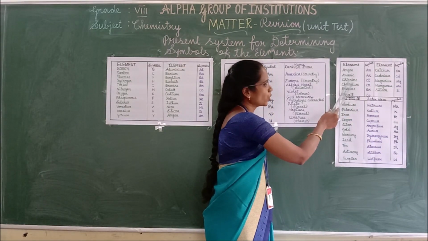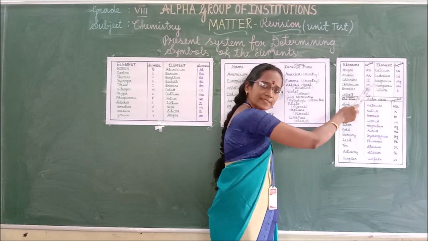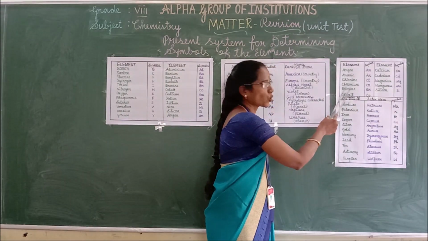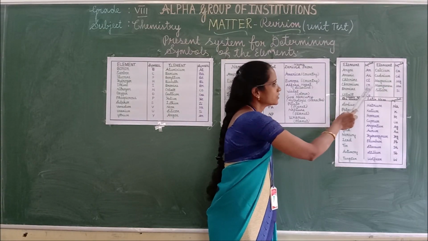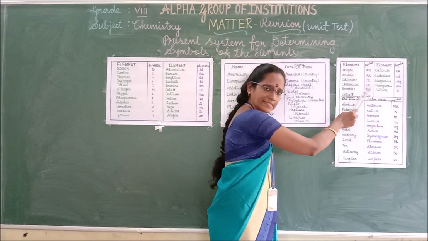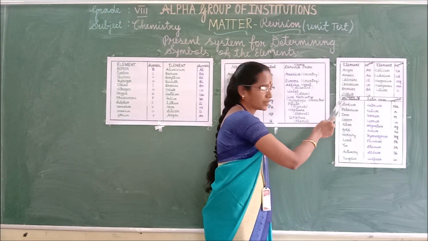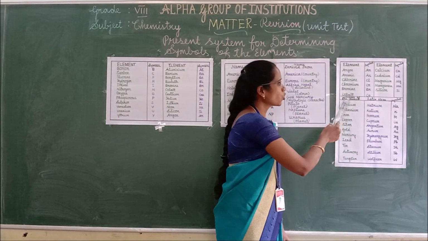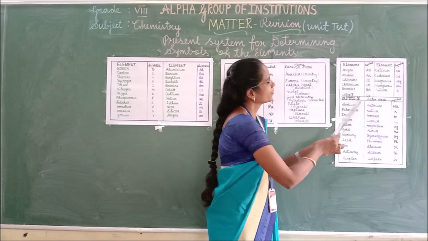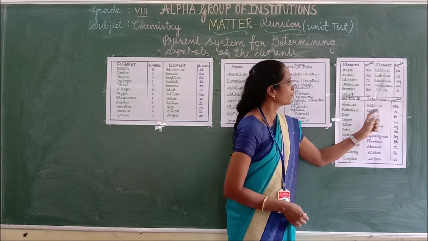Next one, for chlorine, first letter C, third letter is L. So the symbol of chlorine is Cl. Next for chromium, first letter is C, third letter is R. So the symbol of chromium is Cr. For bromine, first two letters Br is the symbol. So the symbol of bromine is Br. For cobalt, Co. Okay. Calcium, first two letters, that is Ca.